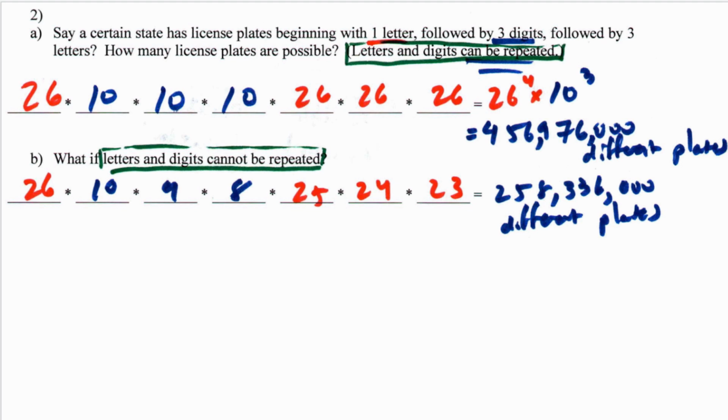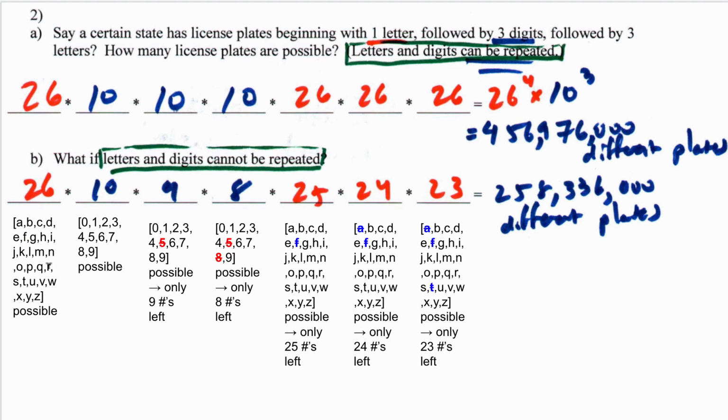Why the difference? Again, because if you cannot repeat, picture it like this. You have every possible letter available to this first one, but once you've picked it, let's say you use F for the first one or whatever, then you have only 25 letters left for the second letter. And then once you pick another letter, let's say A, then you have only 24, and then you have only 23 for the third one. Likewise for the numbers, you have 10 possibilities for the first digit, but then only 9 possibilities for the second and 8 for the third. So that's why you're doing this countdown thing when you cannot repeat. Again, this idea is going to be key for permutations as well.